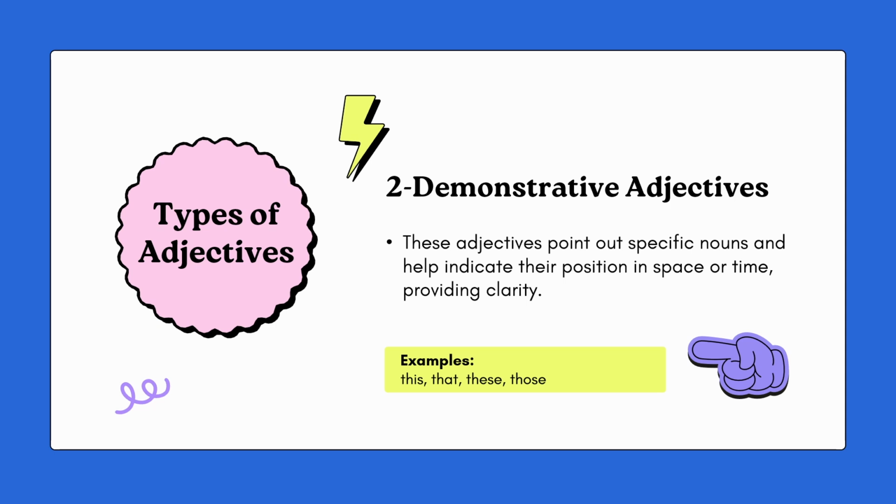Demonstrative adjectives. These adjectives point out specific nouns and help indicate their position in space or time, providing clarity. Examples: this, that, these, those. This rose is very beautiful.